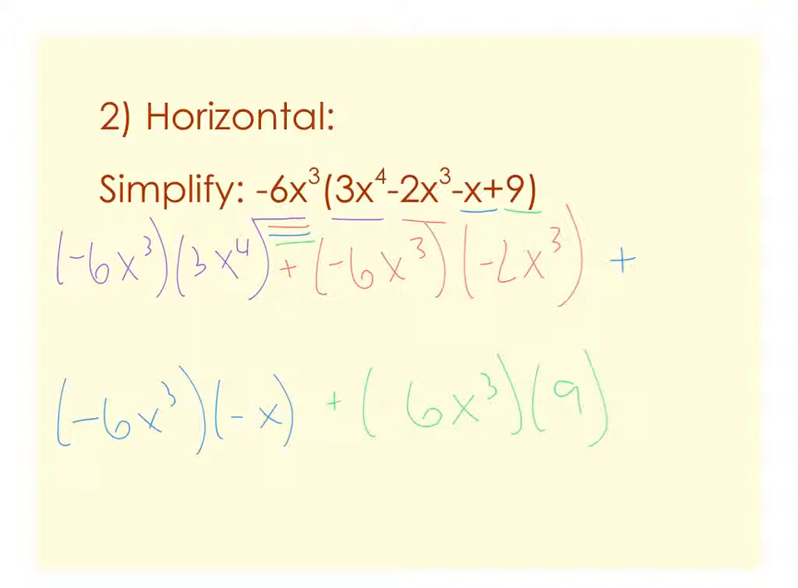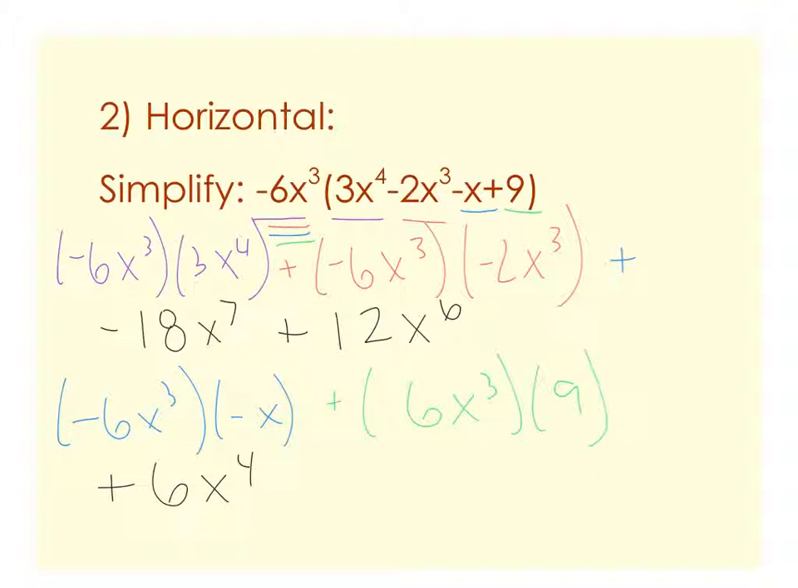And now that I've listed out side by side all of my terms that need to be multiplied, I'm going to go ahead and multiply them together. So negative 6x cubed times 3x to the fourth in purple gives me negative 18x to the seventh. I'm going to add to that negative 6x cubed times negative 2x cubed, and that will give me 12x to the sixth. And then down in blue, negative 6x cubed times a negative x will give me 6x to the fourth, again positive, because negative times a negative is a positive.